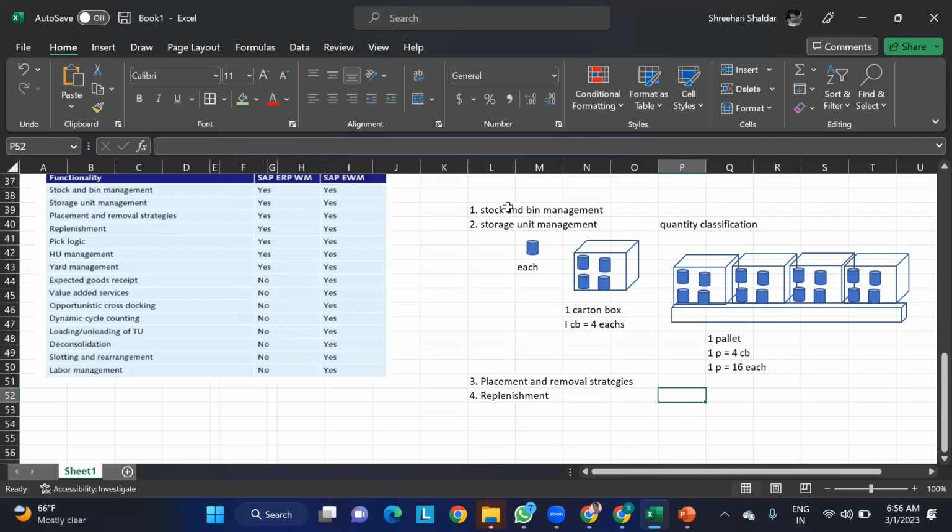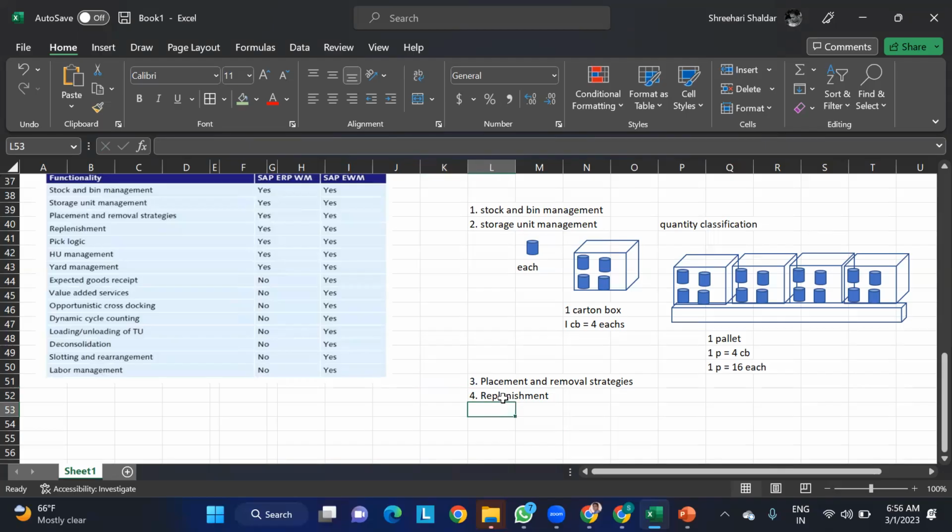Okay, we are doing this. The stock configuration, bin management, and storage unit management, this placement and removal strategy, we're going to do it in the back end. As you said, the system will definitely have it. Then only it is going to suggest to a particular resource to keep the product or remove the product.